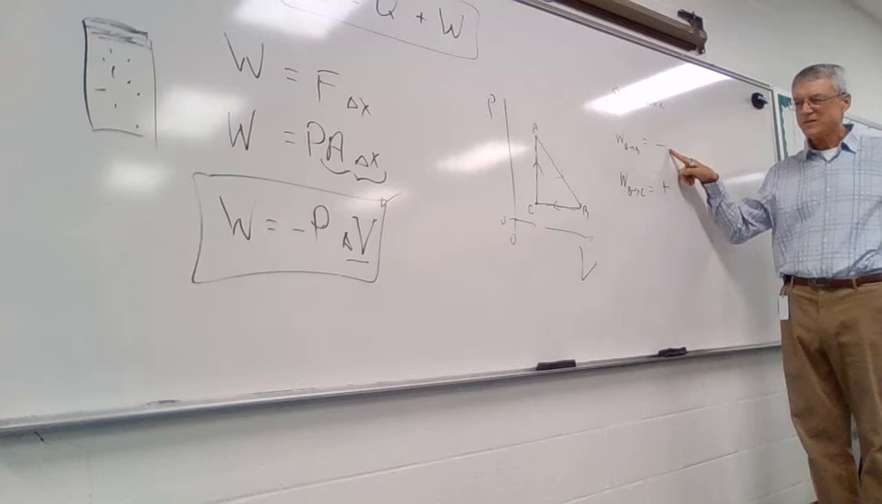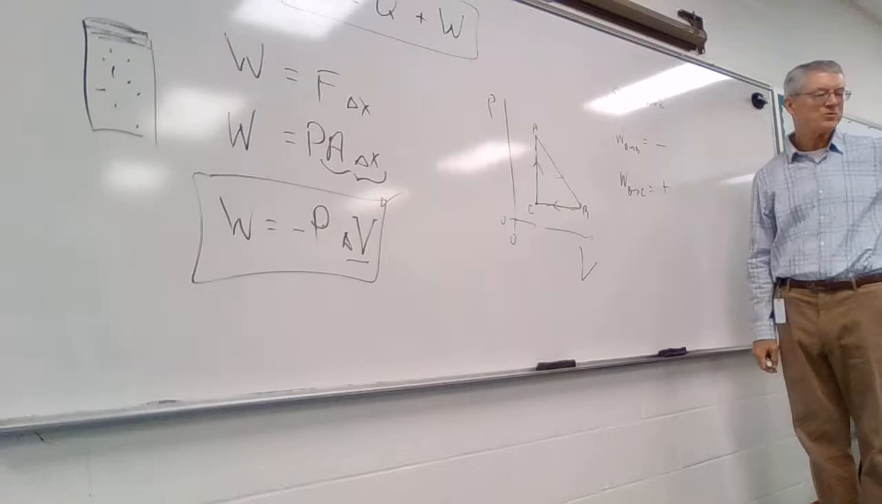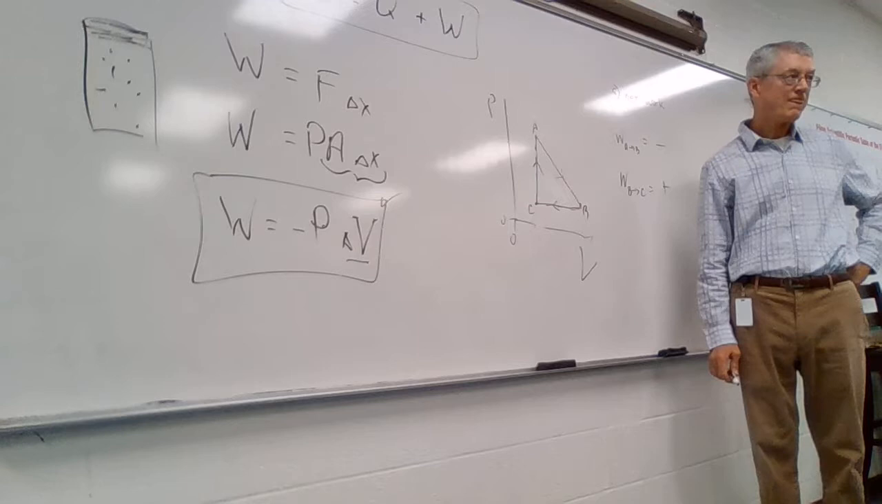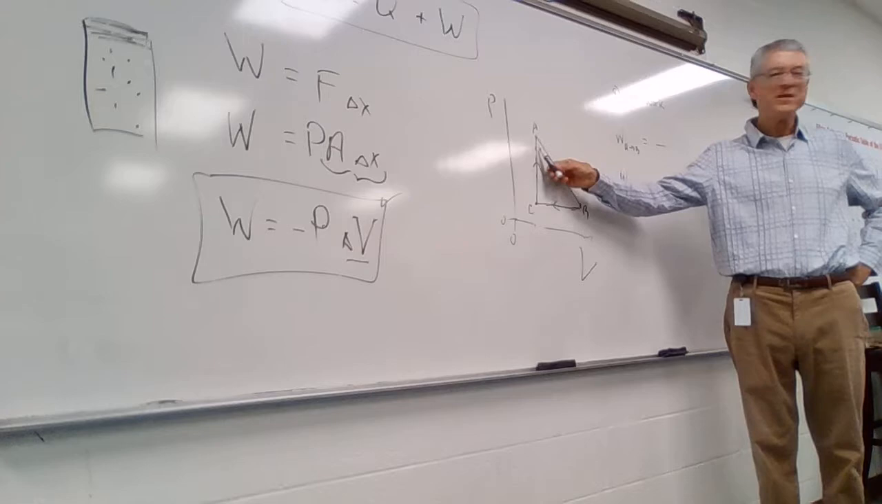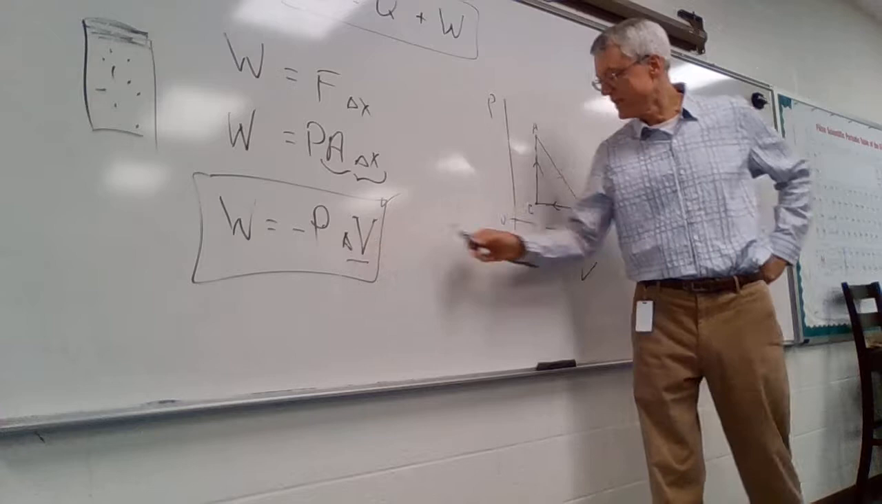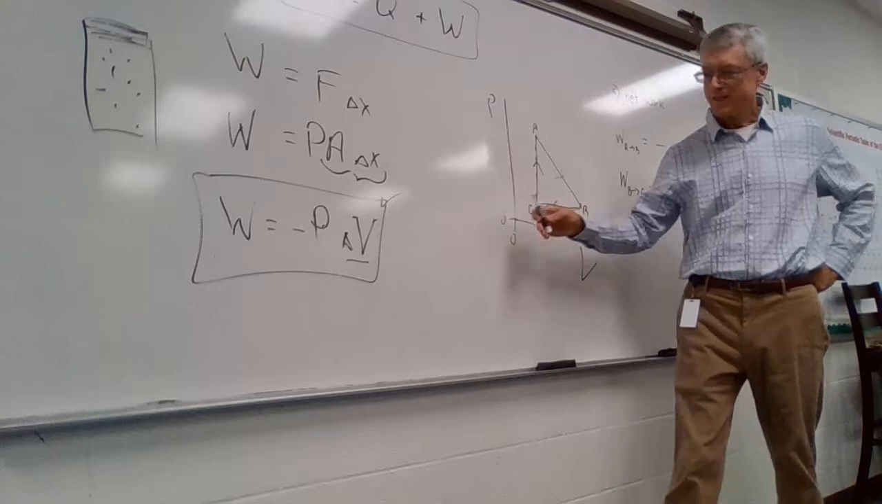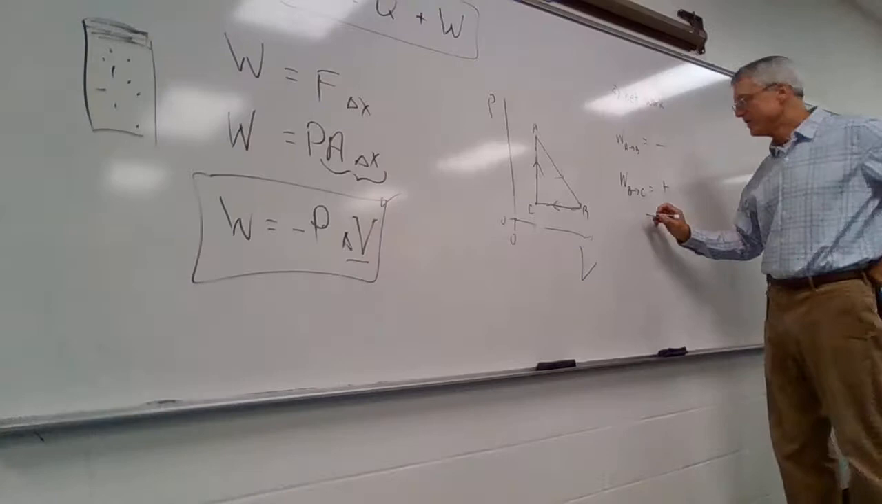Okay, what about from C to A? How much work is done? From C to A, is it positive, negative, or zero? It's zero. How do you know it's zero? Because what's the area underneath a vertical line? Zero. Nothing. If you looked over here, what's delta V from C to A? Zero. See, the volume doesn't change. So think about area under the curve. A vertical line will always be zero work, and this is why, because delta V is zero if it's a vertical line. All right, so I'll write it up here though. From C to A, the work is zero.